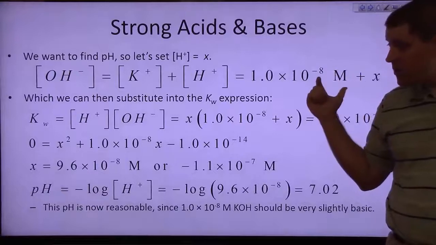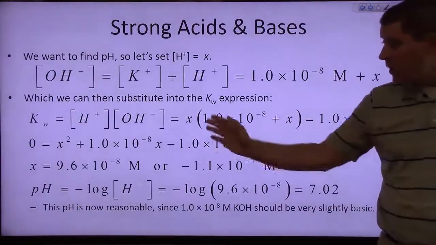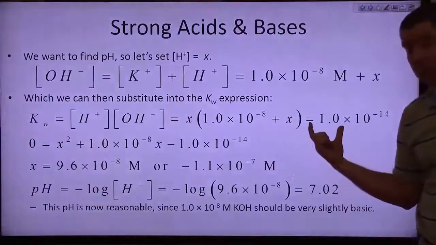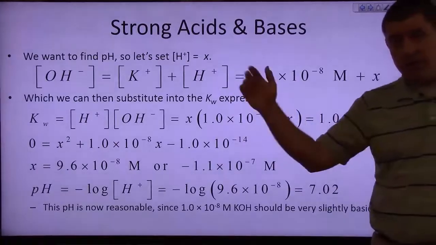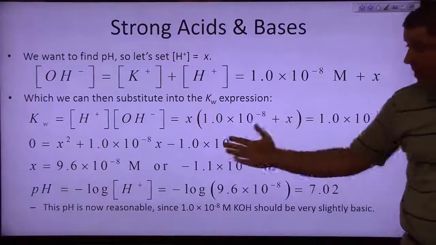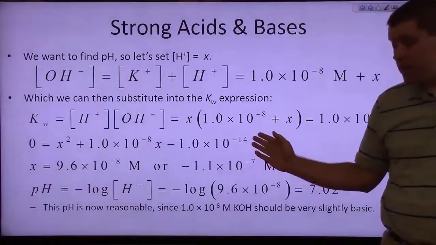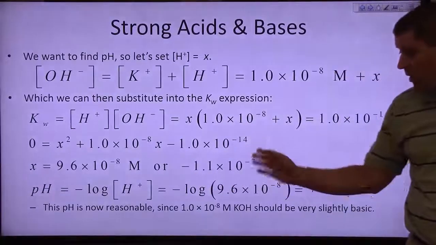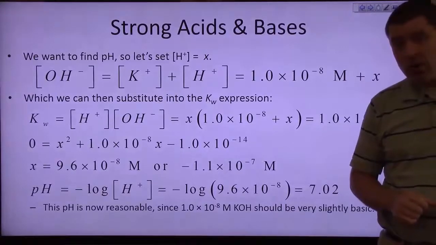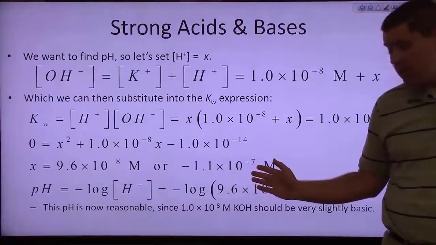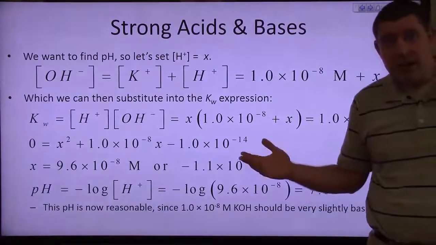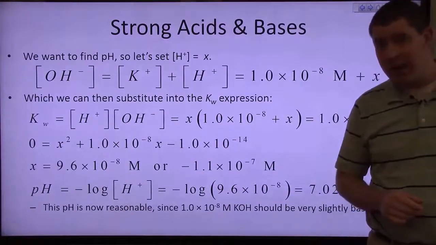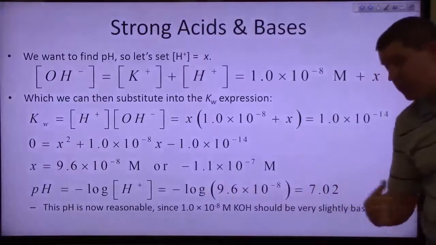And now we can substitute this value into the Kw expression. So we get Kw is equal to X times the quantity 1.0 times 10 to the minus 8 plus X, and we know that that must be equal to 1.0 times 10 to the minus 14, because that's the value of Kw. But when we do some rearranging, we get a quadratic equation, which we can then solve using the quadratic formula, and we get either 9.6 times 10 to the minus 8 molar, or negative 1.1 times 10 to the minus 7 molar. Well, clearly, negative 1.1 times 10 to the minus 7 molar can't be real, because we can't have a negative concentration for hydrogen ion, which means that our hydrogen ion concentration must be 9.6 times 10 to the minus 8. And when we plug that in for our pH, we get a pH of 7.02.